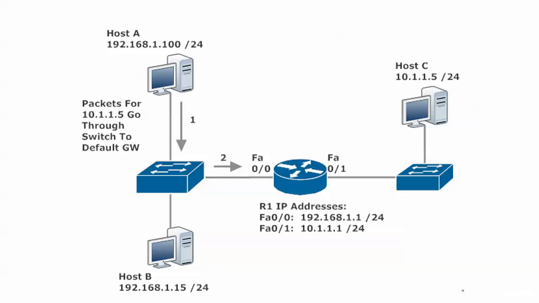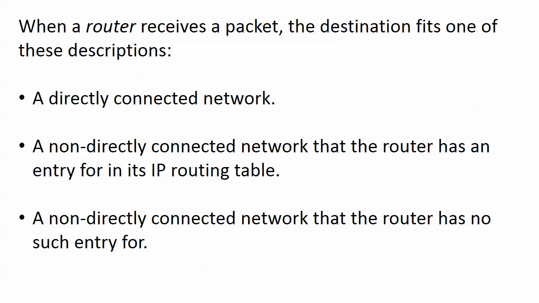So when the router receives those packets, because it does have an entry for them, then it's going to go straight through. Because when a router receives a packet, the destination fits one of these descriptions. It's either going to be a directly connected network, like the two we just saw. It could be a non-directly connected network that the router has an entry for in its IP routing table. And then the one we have to be a little wary of, a non-directly connected network that the router has no entry for. That's the one we got to really watch out for.